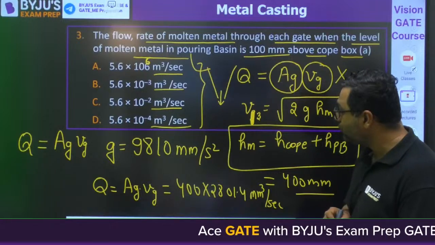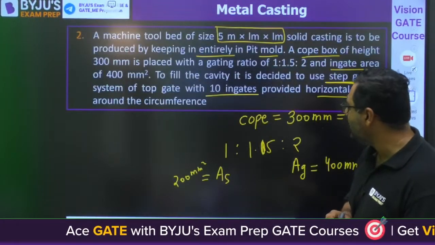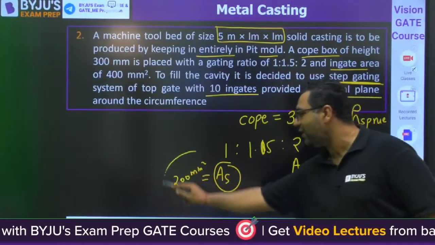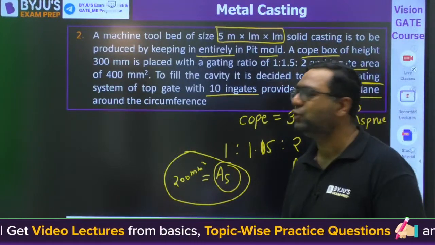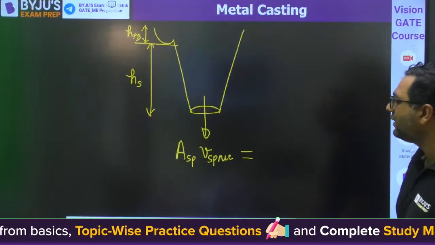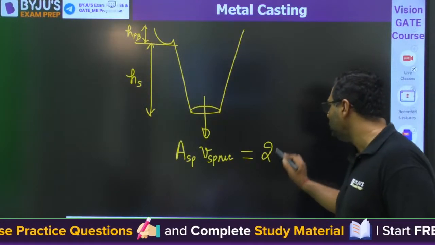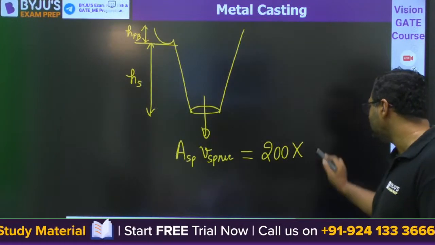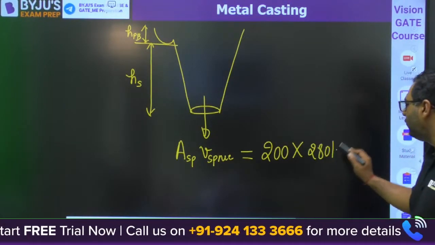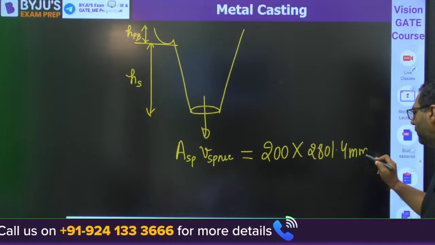And what is area of sprue? Area of sprue is, you can see, 200. That's why I mentioned it. I wanted to see how many of you are going to use it. If you use it, you will get the correct answer. This is going to be 200 into 2801.4 mm cube per second.